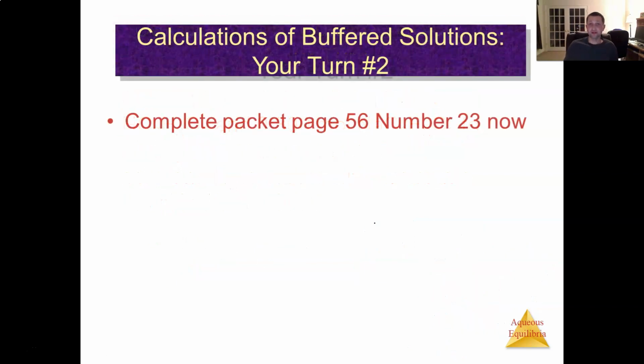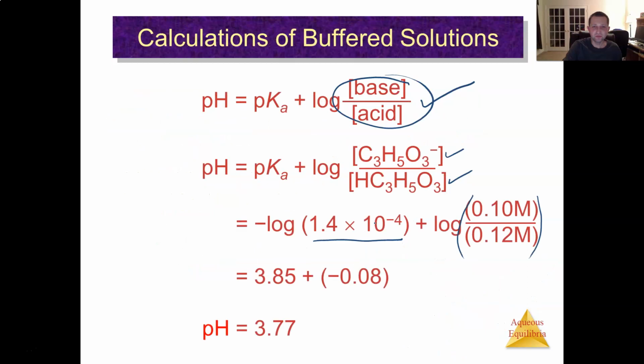You guys can try another one. Go to packet page 56 as part of your homework set, number 23. And this one involves you solving for something besides pH. So you could solve for a bunch of stuff here. Most of the time we want to figure out what the pH is, but sometimes we know what the pH is, and we have a Ka value that we know as well. And we could find out how much acid or base we need to create that buffer.